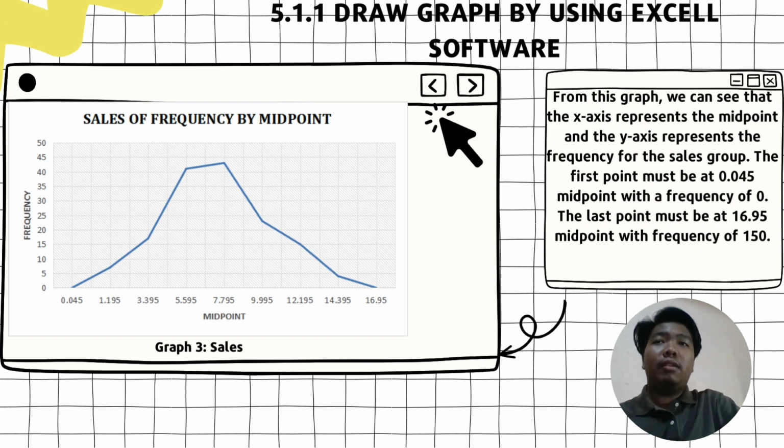The last graph is the sales frequency by midpoint. From this graph, you can see that the x-axis represents the midpoint and the y-axis represents the frequency for the sales group. The first point is at 0.045 midpoint with a frequency of 0. The last point is at 16.95 midpoint with a frequency of 150.